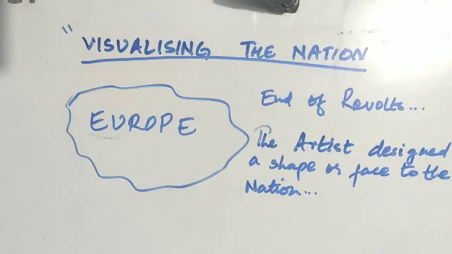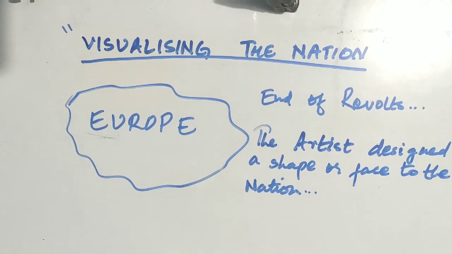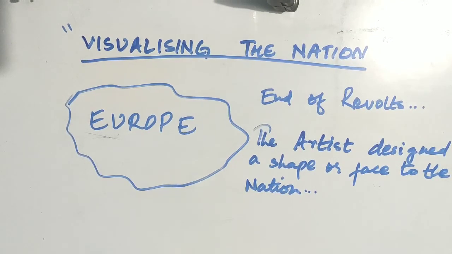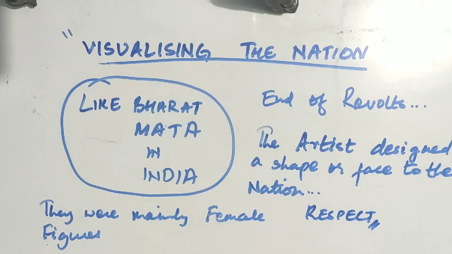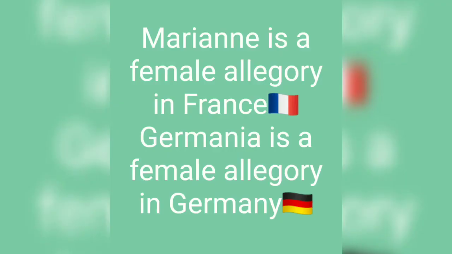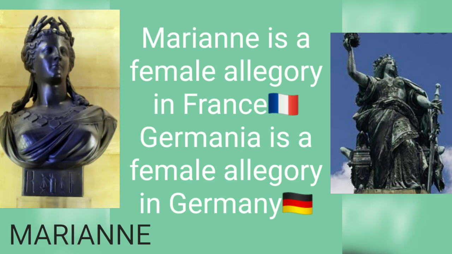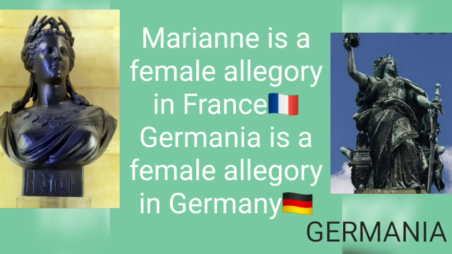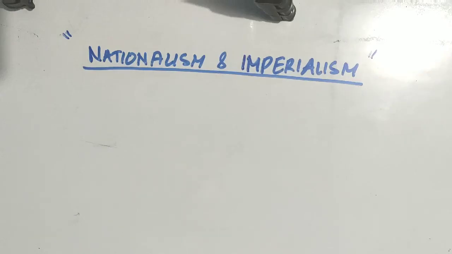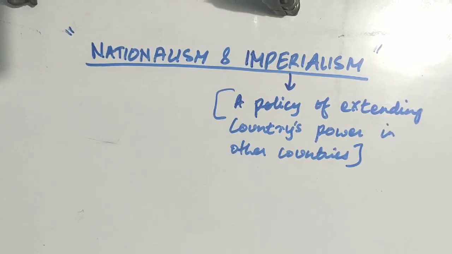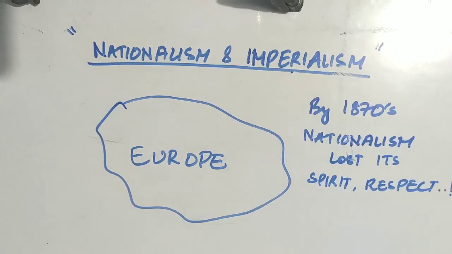After the end of all the revolutions in Europe and after the formation of nation states, the artists in the 18th and 19th centuries found a way to give a shape or face to the nation. Nations were then represented by female figures or allegories, which did not exist in real life. For example, Marianne in France and Germania in Germany. By the 1870s, nationalism was proving to be a failure as it was losing its main ideals among the citizens.